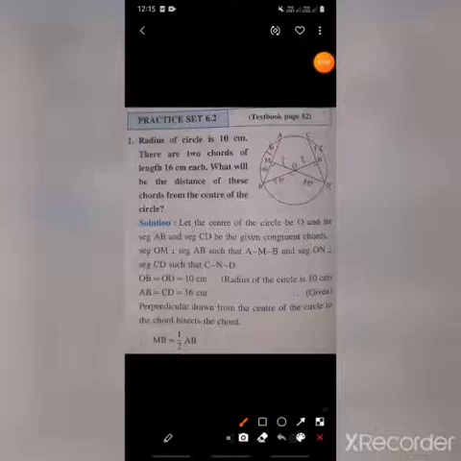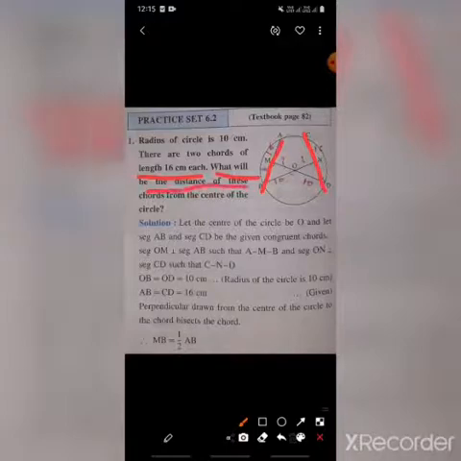Chord. Okay, so the length of two chords is 16 centimeter each. Okay, so AB is 16 centimeter and CD is also 16 centimeter. What will be the distance of these chords from the center of the circle? We have to find the distance of these chords from the center. Here is the center and these two chords. We have to find these distances.